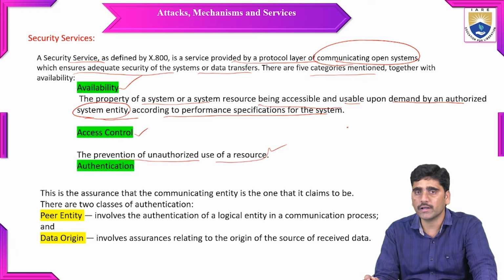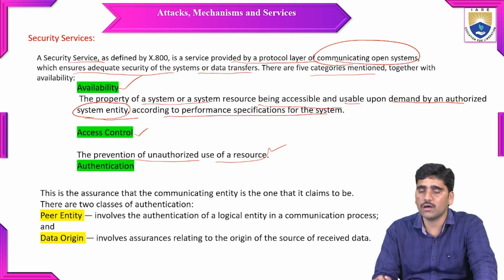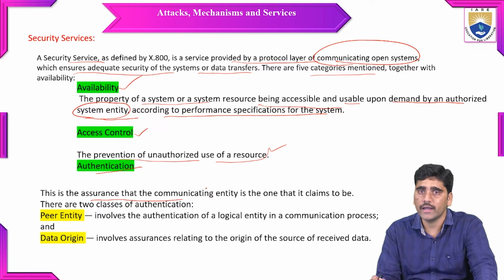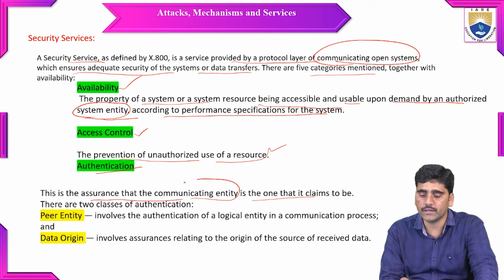So the access control mechanism is only for giving access to authorized persons, and it is a prevention of unauthorized use of resources. Those who are unauthorized to access the service are going to be restricted from accessing. And next one, authentication. This is the assurance that the communicating entity is the one that it claims to be.